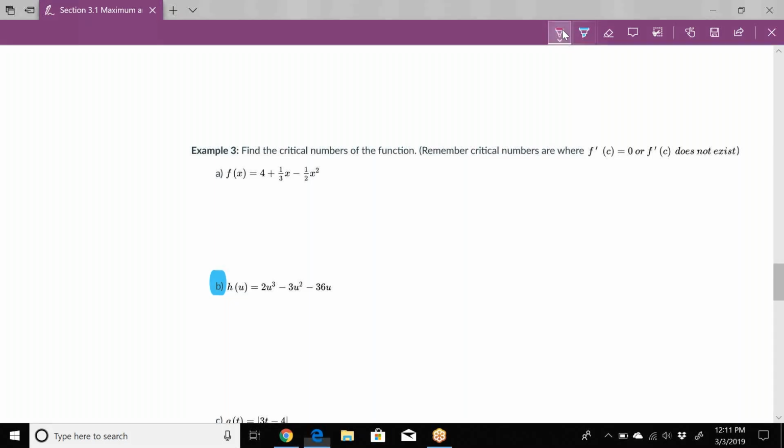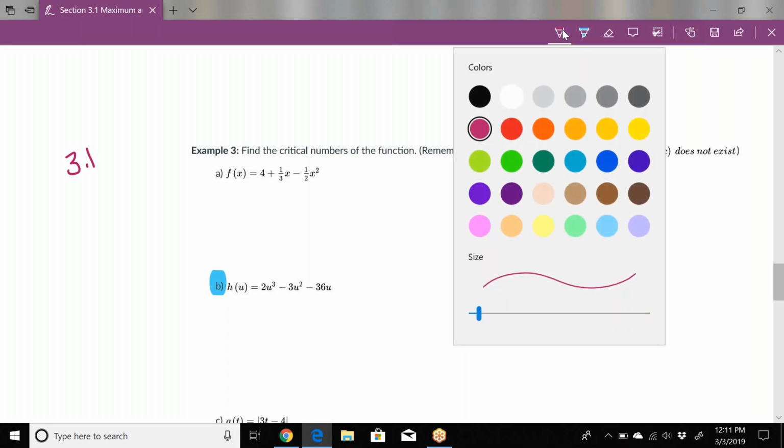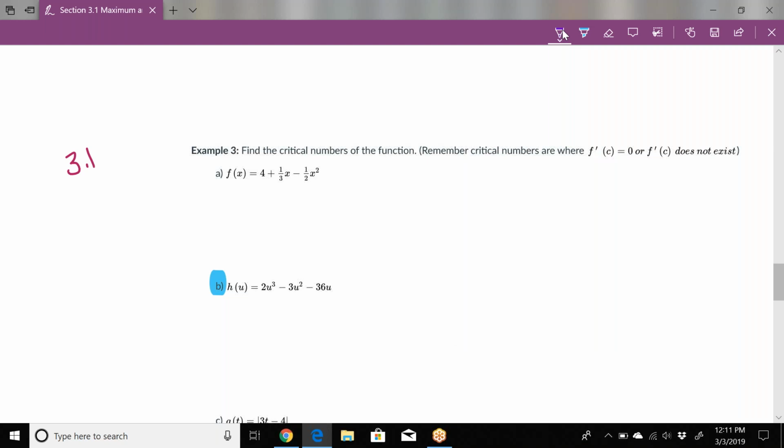All right, Math 211 students, this is the section 3.1 extra examples that we didn't get to in class. Remember, this section is over finding critical numbers and then absolute maxes and mins using algebraic processes. Plus, we also learned how to identify local and absolute maximums from a picture.